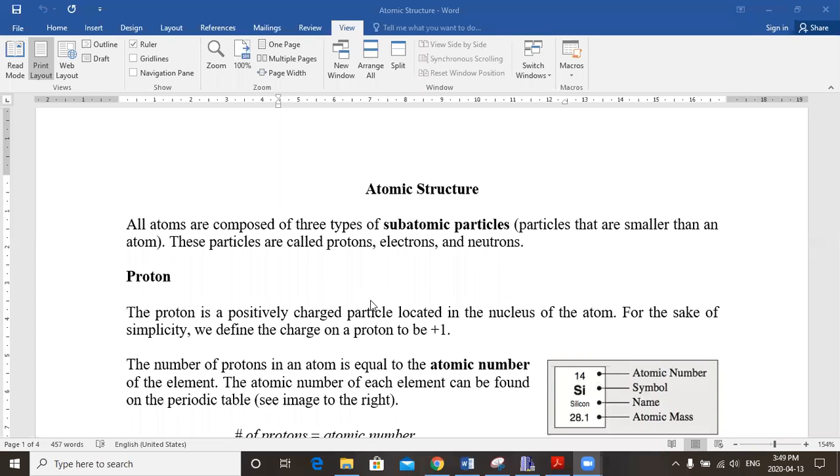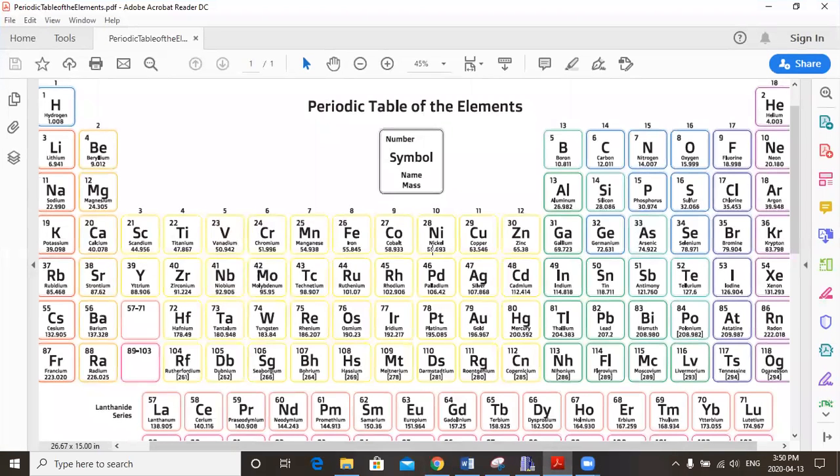All right, in today's lesson, we are going to be exploring the three types of subatomic particles that make up an atom: the electron, the proton, and the neutron. We are going to examine their properties, and we are going to learn how we can determine the number of protons, electrons, and neutrons for neutral atoms. To do this, we are going to need our periodic table of elements. So make sure that you have this on hand when you're going through this lesson.